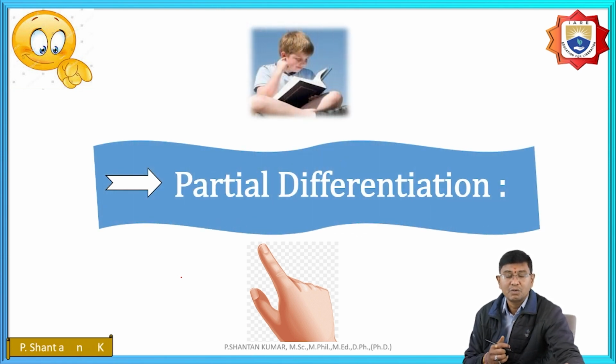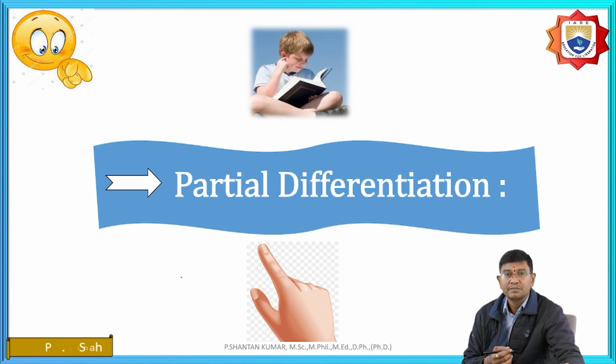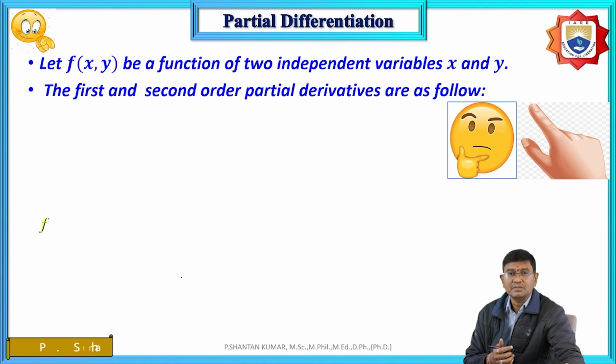How to define it? What are the conditions under the first derivative and also the second derivative? First, we'll give some introduction, like formulas, and how to find the solutions. Here, let f be a function of x comma y, the two variables. The dependent variable is f, and the independent variables are x comma y.